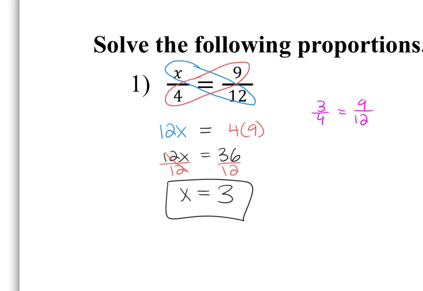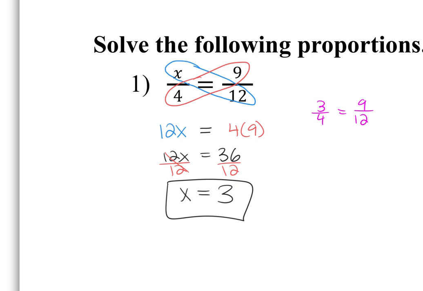We can check it in our calculators. Do 3 divided by 4. What decimal do you get? 0.75. Yes. Do 9 divided by 12. What decimal do you get? 0.75. Okay. They equal the same thing.